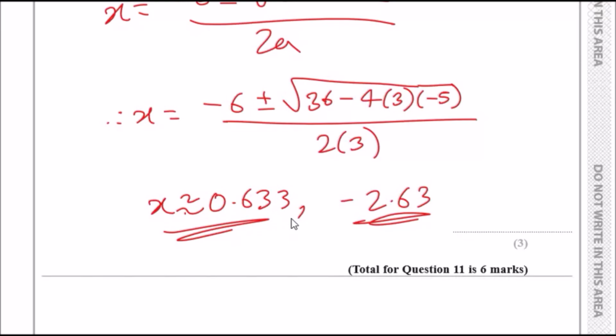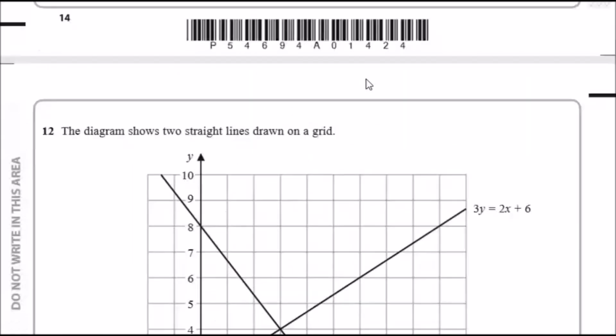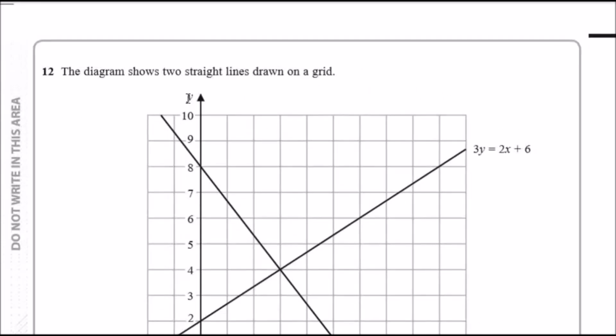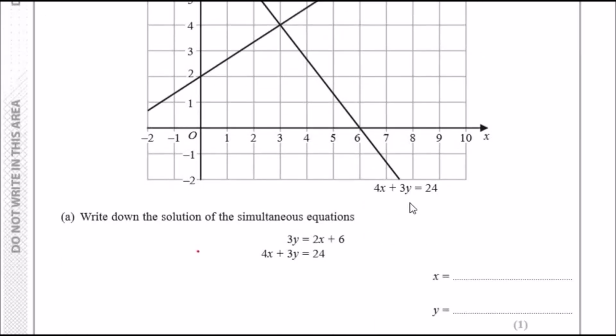Okay, yeah, so easy so far. So 10, 11 haven't been so bad. Now here we go, 12. The diagram shows 2 straight lines drawn on a grid. Okay, so you've got a straight line with this equation here and another straight line with that equation there.